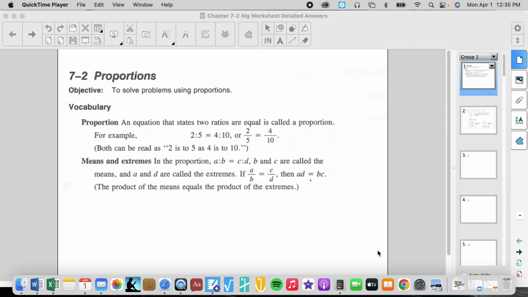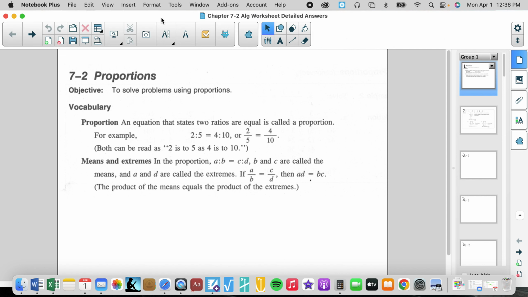Chapter 7.2 in Algebra 1, Structures and Method, Book 1. And we are continuing on with fractions and ratios and proportions and equivalencies and conversion boxes, all showing equivalencies of fractions.